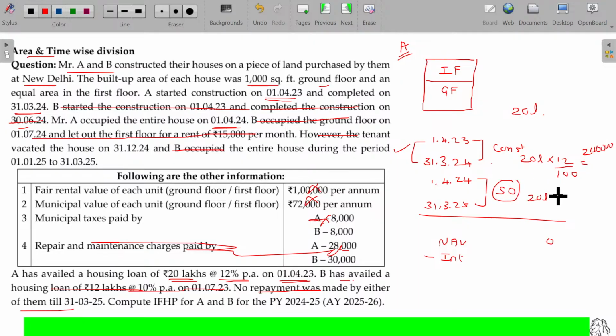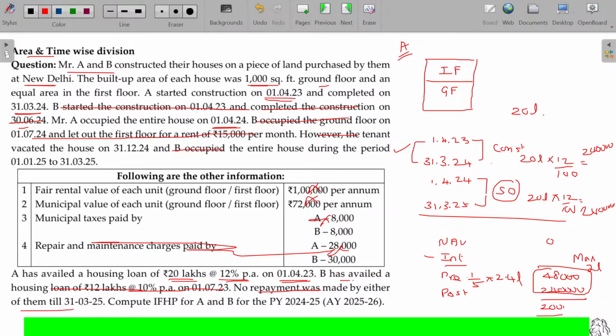Thereafter also it remains unpaid. So 20 lakhs into 12% for this period being 2,40,000. Now how much interest can be deductible in case of pre-construction period? 1/5 of the value can be deductible. 1/5 of the value being how much? 48,000. Post-construction period interest, you can straight away deduct the full value 2,40,000. From the 0, if you subtract these two, anyhow maximum how much could be here? Only 2 lakhs. So 2 lakhs will be the maximum loss here.